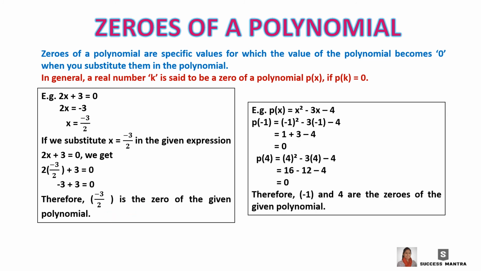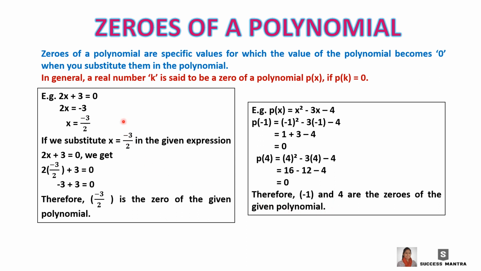Let's check one more example, that is here p of x is equal to x square minus 3x minus 4. When we substitute the values minus 1 and 4, we will get zeros. So this minus 1 and 4 are called the zeros of this polynomial.